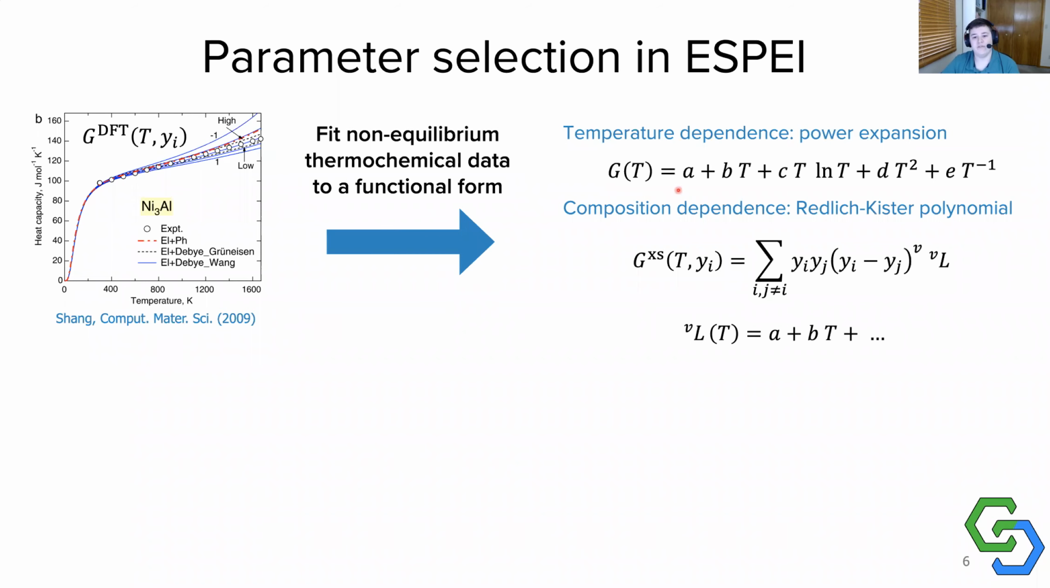And so we want to fit this data both in temperature dependence and in composition dependence. For temperature dependence in parameter selection, we use the typical power expansion of the temperature, fitting these coefficients A, B, C, D, and so on. And then in composition, we're using Redlich-Kister polynomials. So we get this composition dependence and then these interaction parameters, which are also potentially temperature dependent.